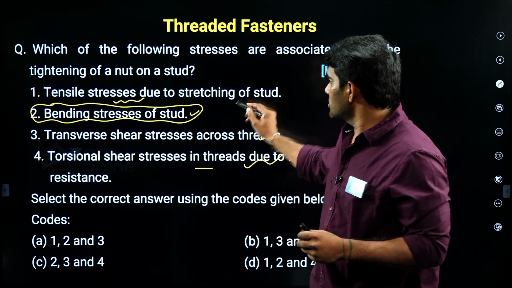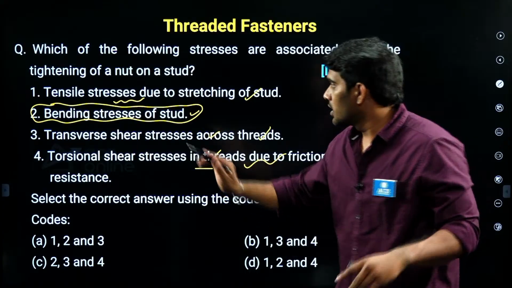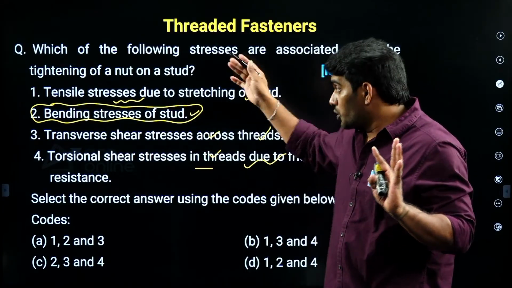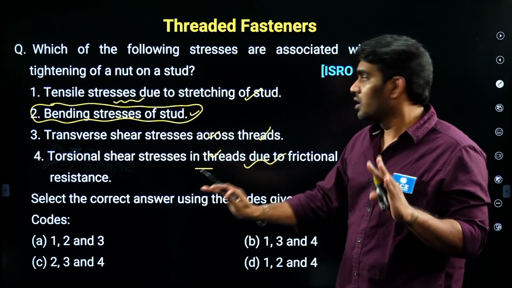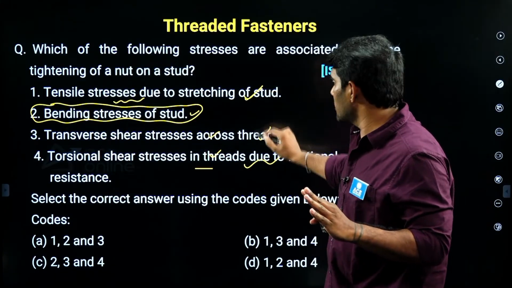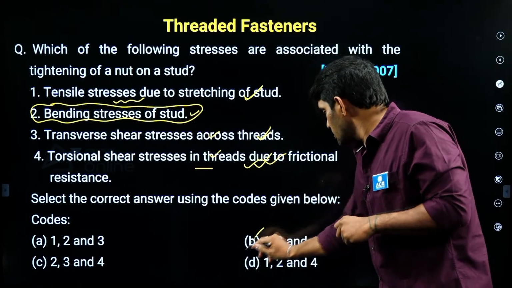Now here, what is the answer? The stud is subjected to, see, 1, 3, 4 for sure, and 2 is optional. If 1, 2, 3, 4, all these options are given, then we will be picking that one. But the right answer has to be 1, 3 and 4. So 1, 3, 4. The answer here is B.